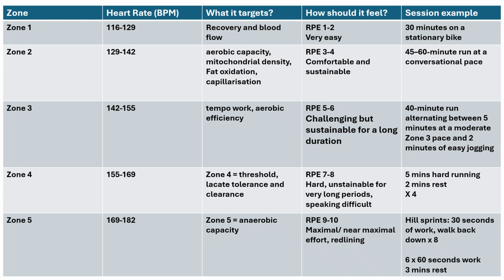And lastly, zone 5, 169 to 182 beats per minute. This targets anaerobic capacity as well as your VO2 max. RPE 9 out of 10, should be maximal to near maximal effort, basically redlining, and you shouldn't be able to speak in this zone. An example session will be 30 seconds of hill sprint work, walk back down, times 8, or more sport specific, 6 times 6 seconds work with 3 minutes rest. The running should be very hard.